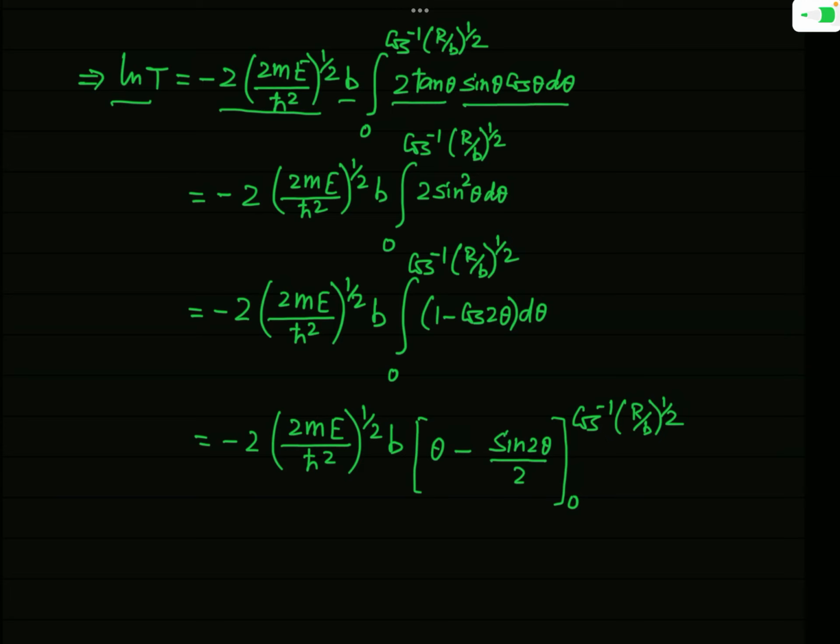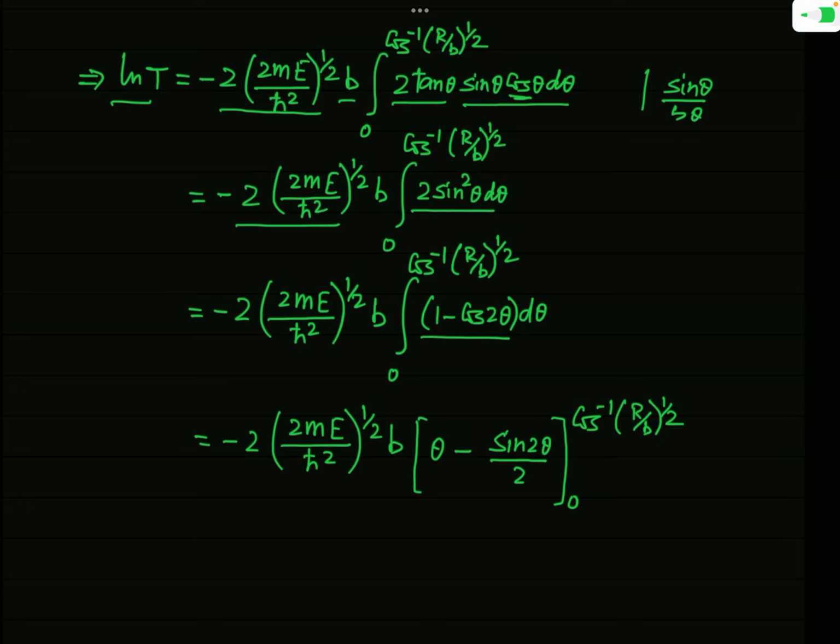Okay. Now, if you write tan theta equal to sin theta over cos theta, then this cos theta will cancel. And so there will be only 2 sin square theta. So your result is this much. Inside the integral, now there is 2 sin square theta. And from trigonometry, you know 2 sin square theta is equal to 1 minus cos 2 theta. Okay.